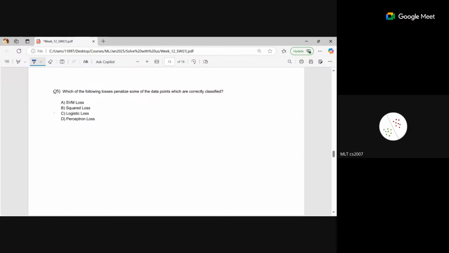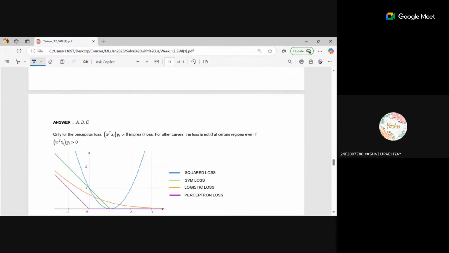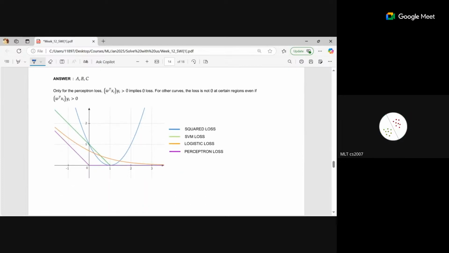Think about the graphs that you had seen. SVM, squared loss and logistic loss, yes, this is the correct answer. How did the graph of all these look like? It was still above zero on the positive side. So it looks something like this, right? Squared loss you can see here in blue color. SVM is the green one. Logistic is orange, and the perceptron is the violet color.